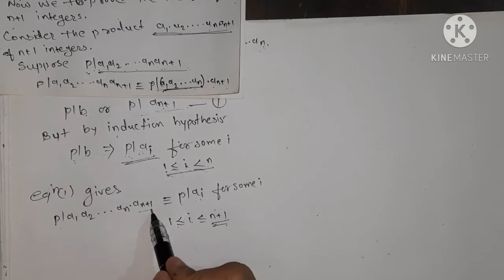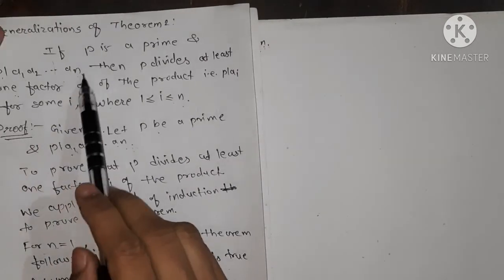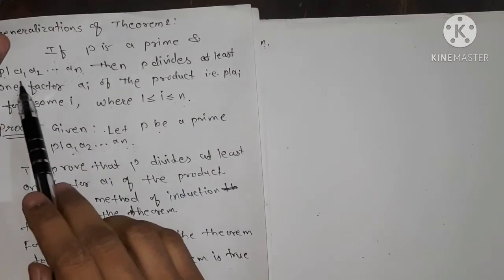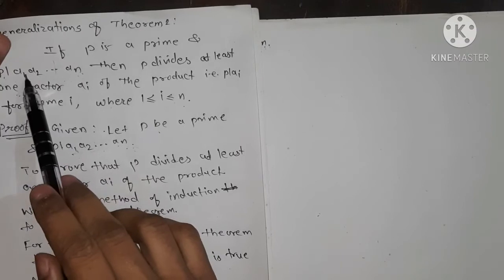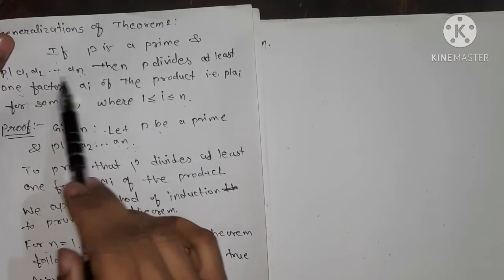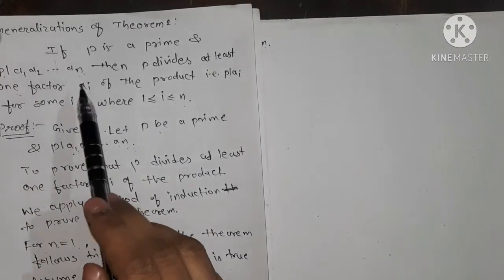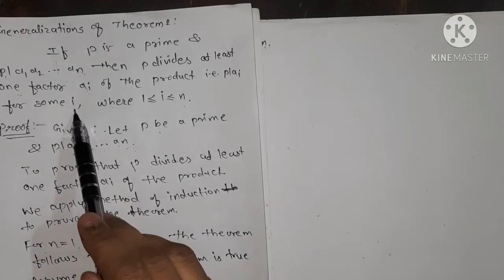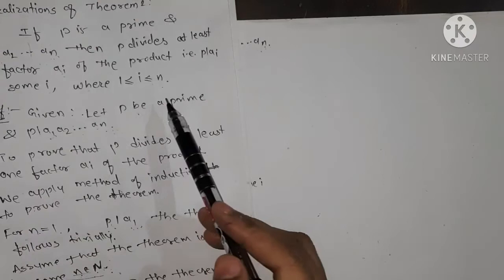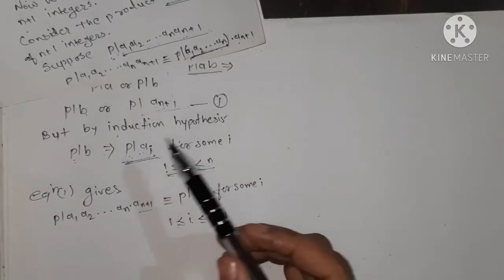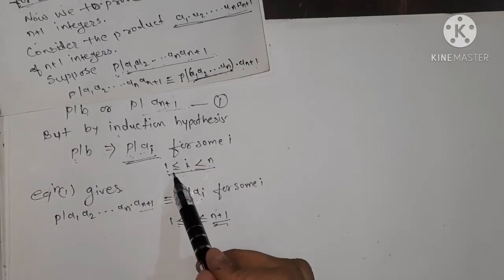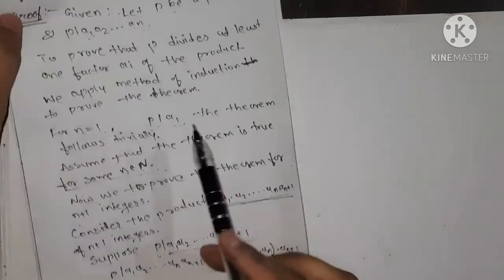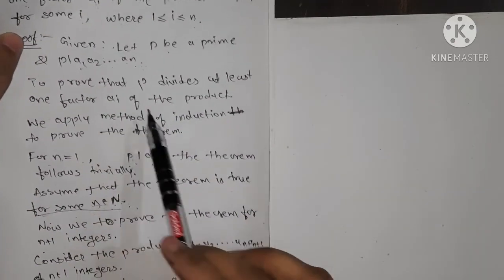the n plus 1 condition. So the generalization of the theorem states that if p is a prime and p divides the product, then it divides at least one of the factors from this product, and we say that it divides ai for some i.